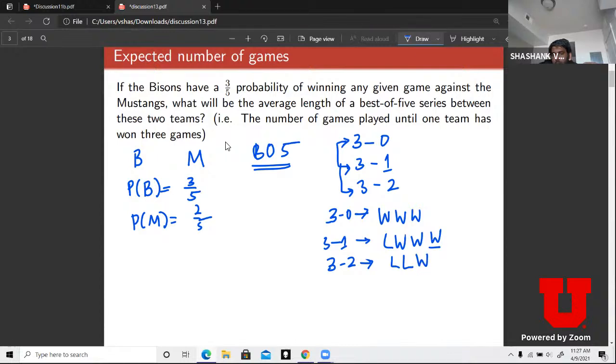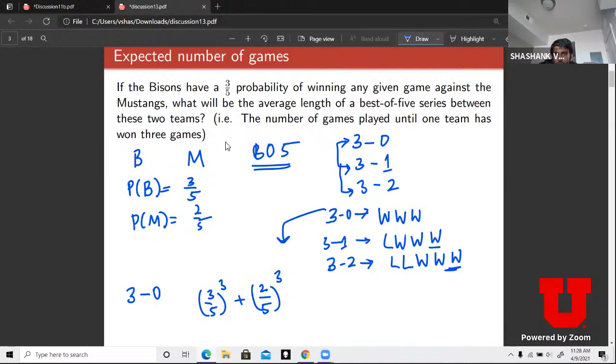I guess it would be this, right? So what do we have for the first condition, or for the first line? It would be 3-0. That means that either all the 3 games are won by Bison. That would be 3/5 to the power 3. Or that would be all 3 games lost by Bison. That would be 3 games won by Mustang. That would be 2/5 cubed. Right?